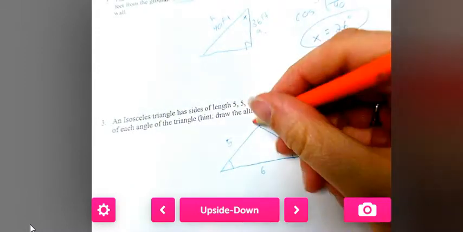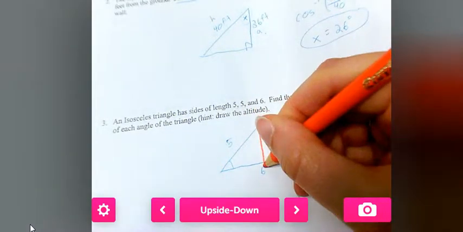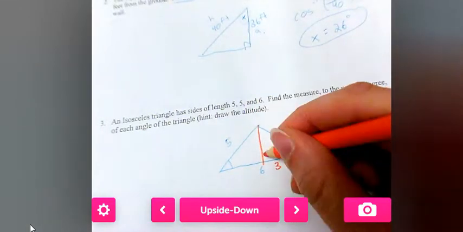Okay? Now it says to draw an altitude because we do not have a right triangle here. But if I drop an altitude right here, okay, I've now cut this side in half, but I've made 90 degrees. Everybody okay so far? Yeah. Okay, now I'm going to have to do this one twice because I need to find both angles.